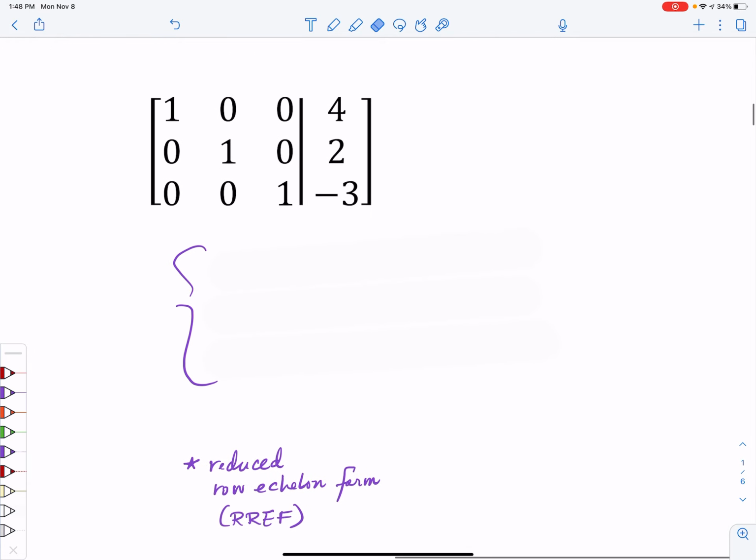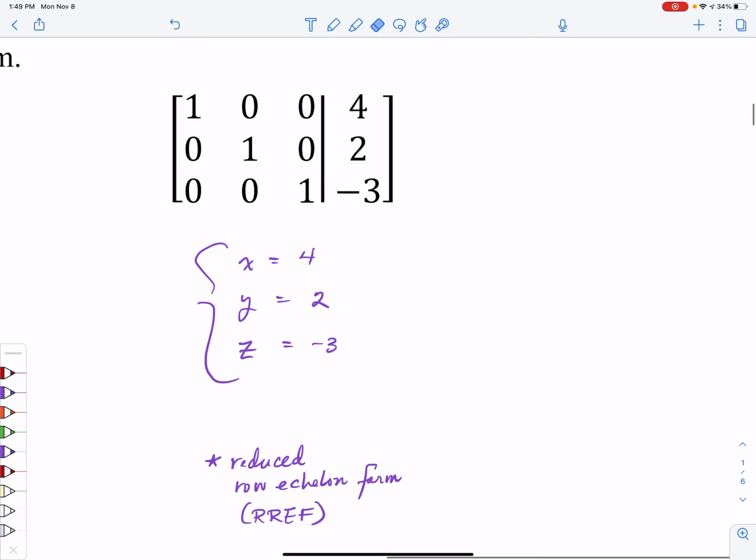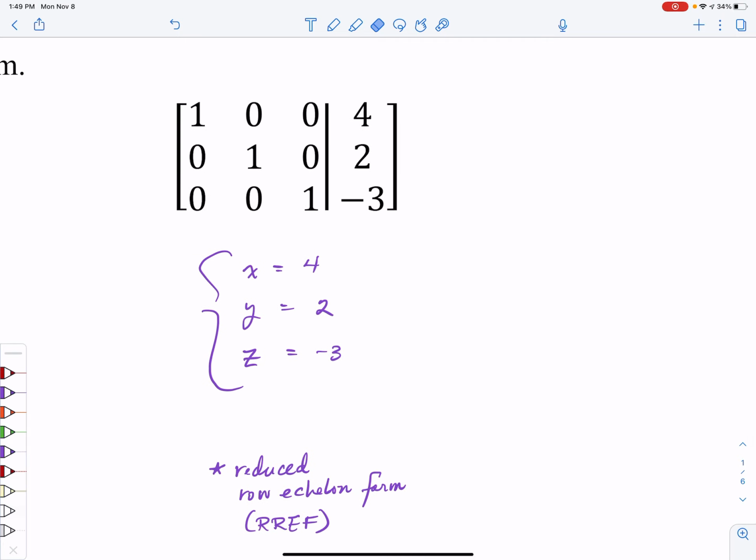Another example of this, where I have a lot of zeros and ones here, but my first equation is simply going to be x equals 4. My second equation is going to be y equals 2. And my third equation is going to be z equals -3. Now you'll notice all of a sudden my system of equations was completely solved for me just by writing down what the equations were. I have my 3 solutions to this system of equations.